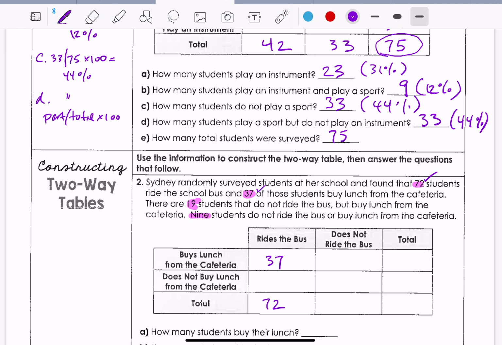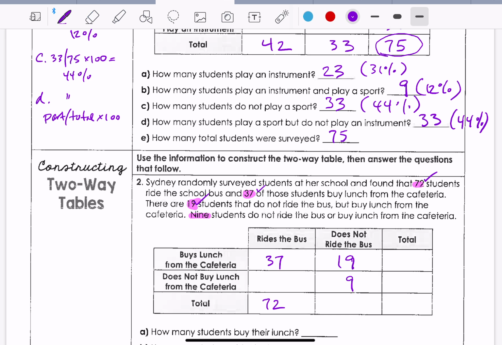So that one's set. Now there are 19 students that do not ride the bus, but buy lunch from the cafeteria. So they don't ride the bus, but they do buy lunch from the cafeteria. So that is going to be this space right here. So that's 19 students. I figured that one out. And then 9 students do not ride the bus or buy lunch from the cafeteria. So 9 students do not ride the bus and do not buy lunch from the cafeteria. So that's going to go right there. So now I can fill in the rest of the table.